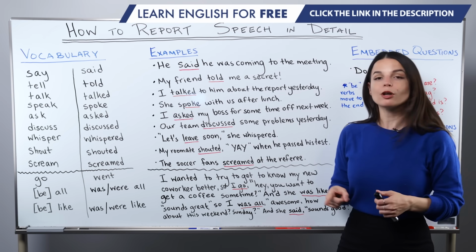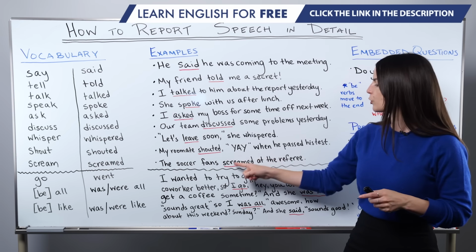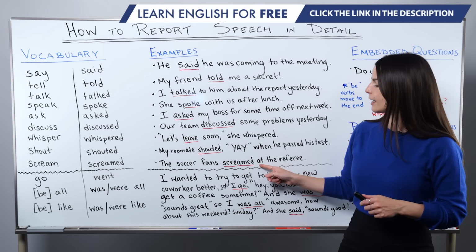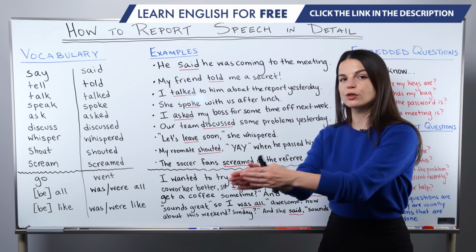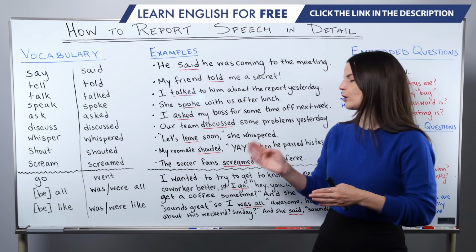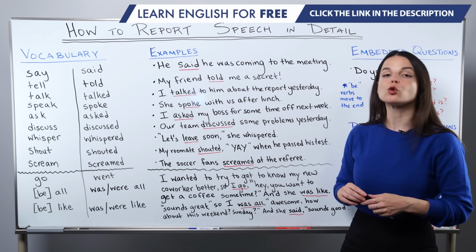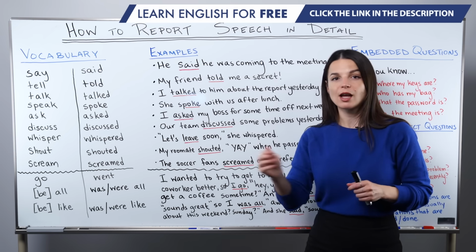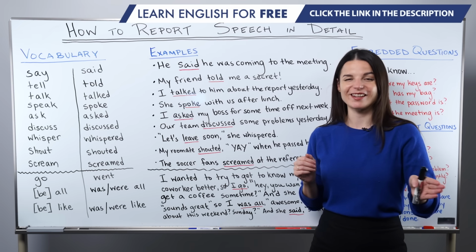You'll notice too, this preposition here, to scream at someone. We use at as the preposition here. So this shows the direction of the scream, okay? So we don't use to. We don't say the soccer fans screamed to the referee. We do not do that. We use at. This shows the direction of the scream in this case, okay?